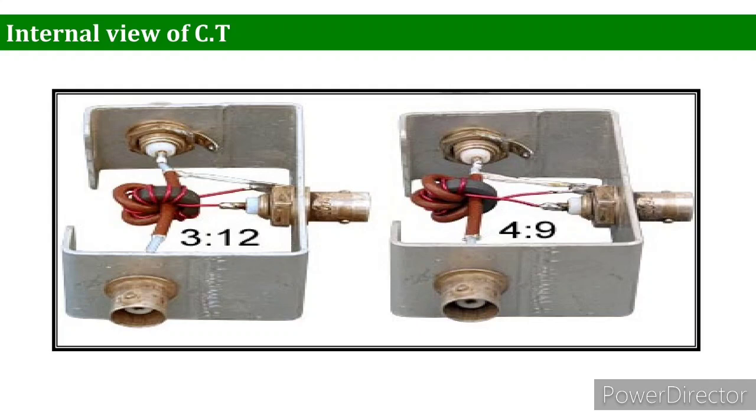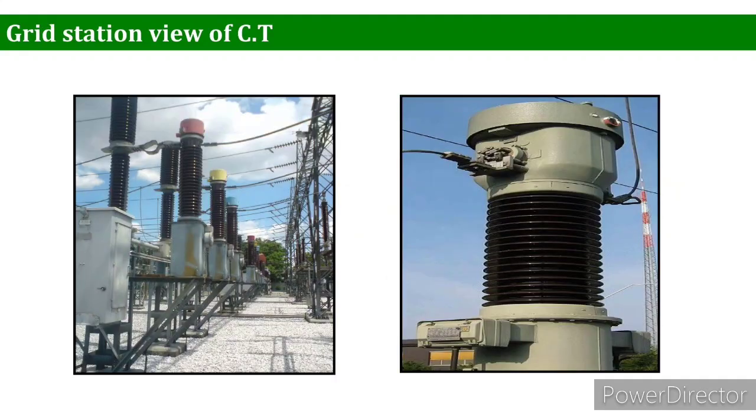Similarly, there is one more example of bar type CT. You can see on the left hand side there is a ratio of 3 is to 12, and on the right hand side you can see 4 is to 9. So we can say on the primary side there are 4 turns and on the secondary side there are 9 turns.